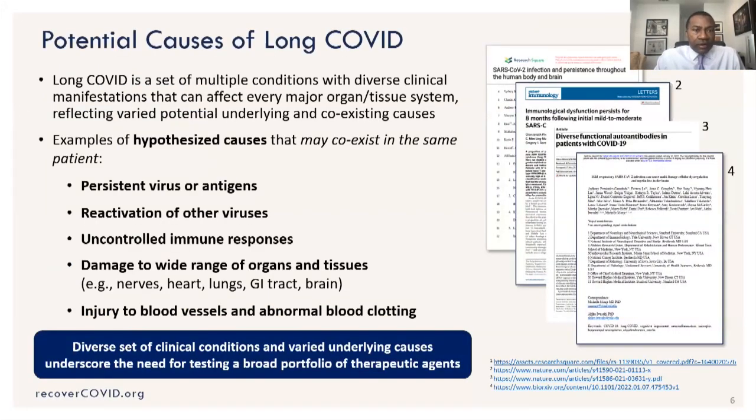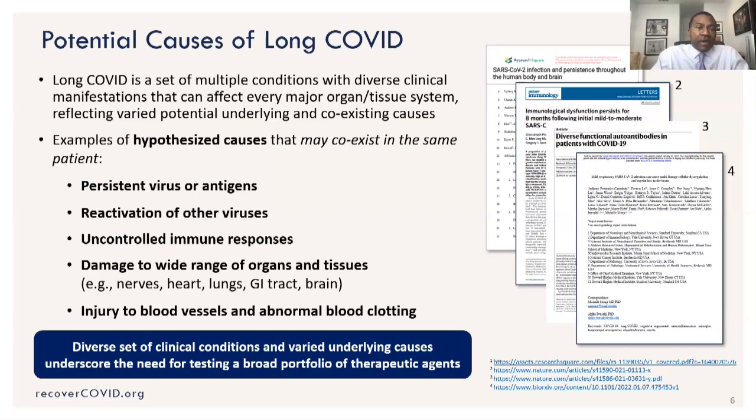you will see that there are a lot of potential causes for long COVID. It's defined as a set of multiple conditions with diverse clinical manifestations that can affect every major organ tissue system, reflecting a varied potential of underlying and coexisting causes. And we know that because of this, people can have a broad range of symptoms and experiences when they suffer from long COVID.